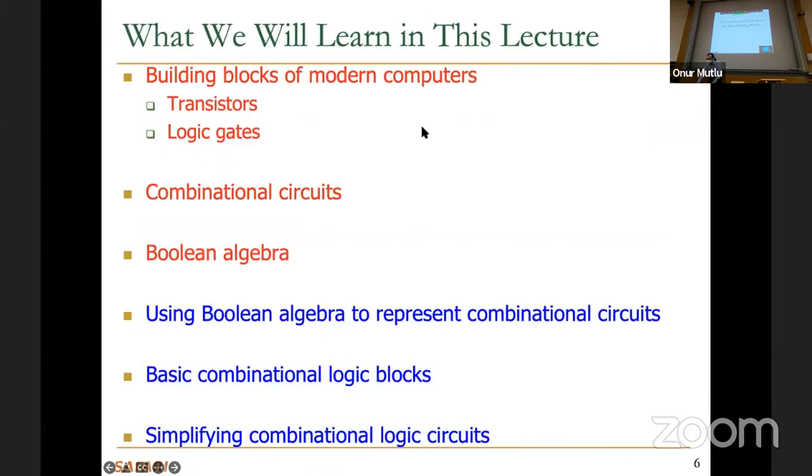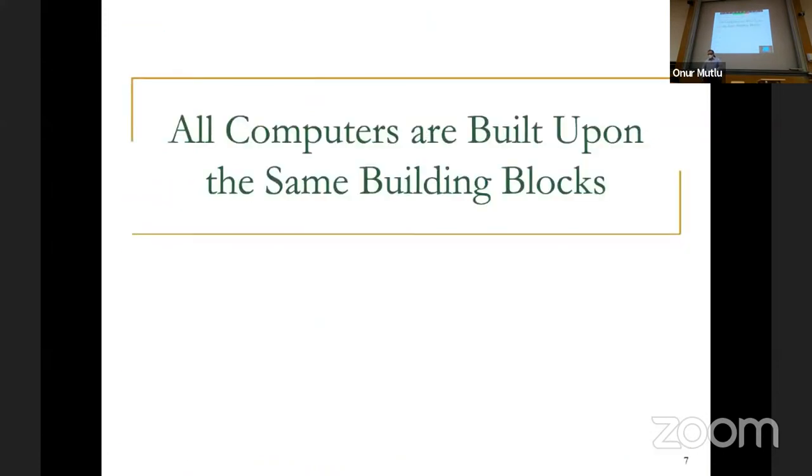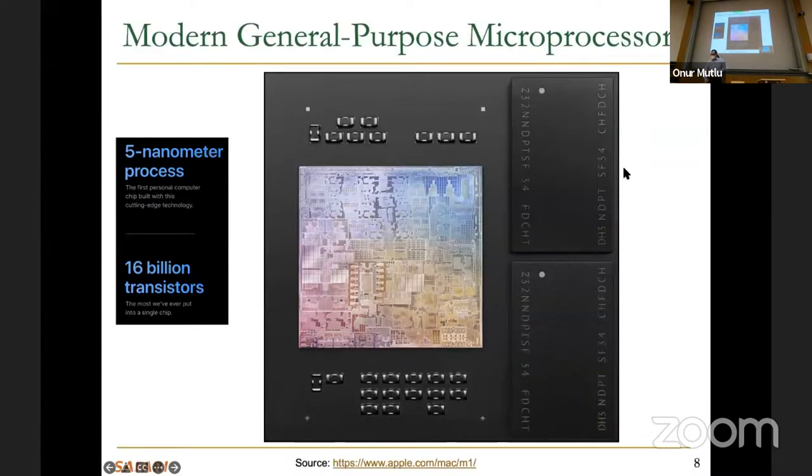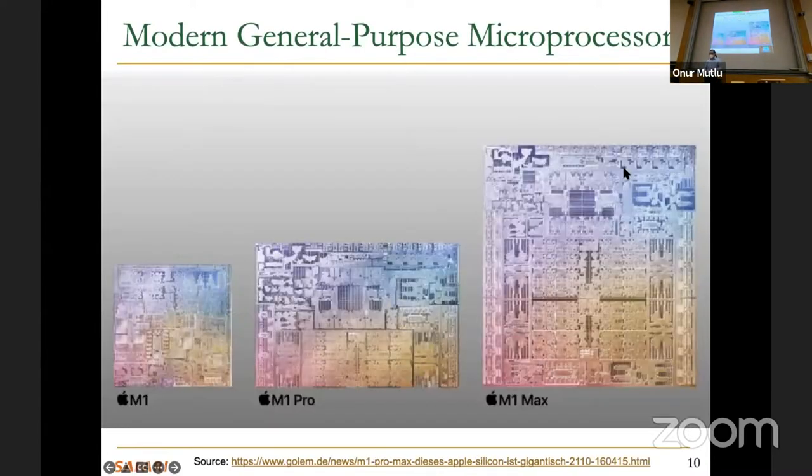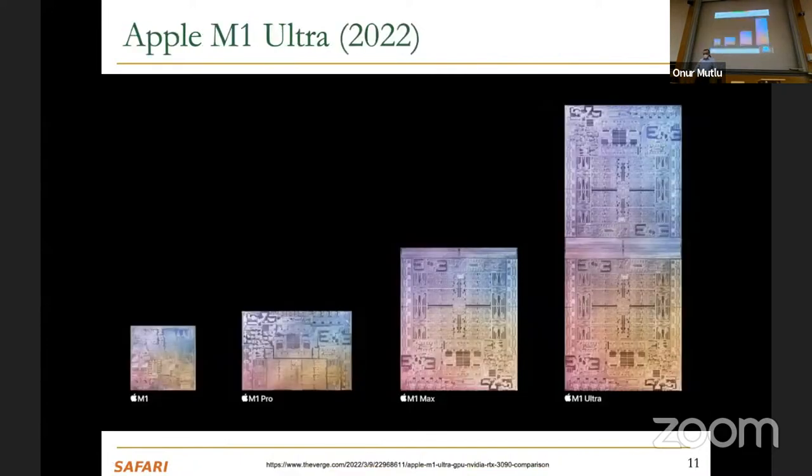Okay, now it's good. Just to again remind you, all computers are built on the same building blocks. So after this class, you should be able to build any computer, in my opinion, hopefully. And we talked about some of them. In fact, while we were talking about this, this Ultra chip was announced 2 days ago, which is interesting because it's actually this M1 Max chip combined together with interposers, very high speed interconnects in between.